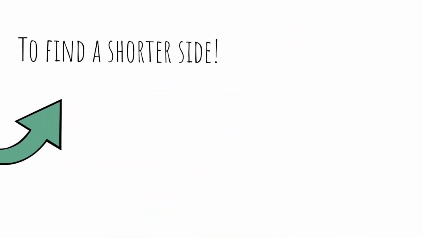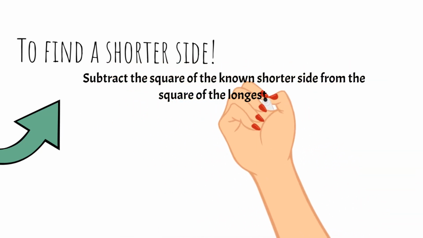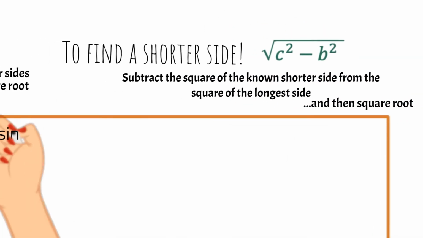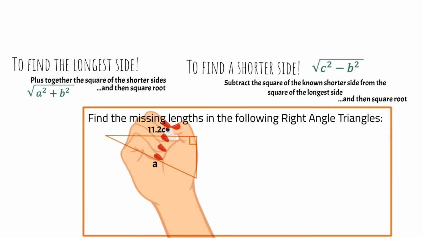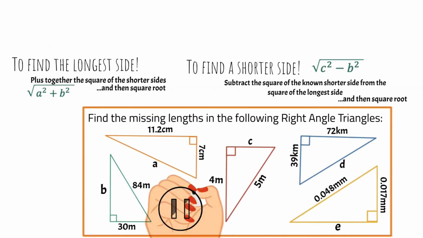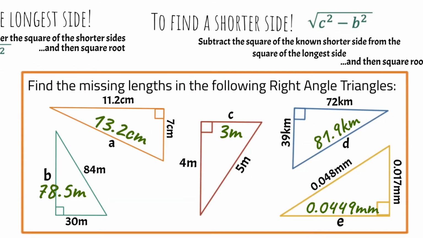So to find a shorter side, we subtract the square of the known shorter side from the square of the longest side, and then square root. Here's a little task for you. Find the missing lengths in the following right angle triangles. Pause the video now. Here are the answers rounded to 3 significant figures.